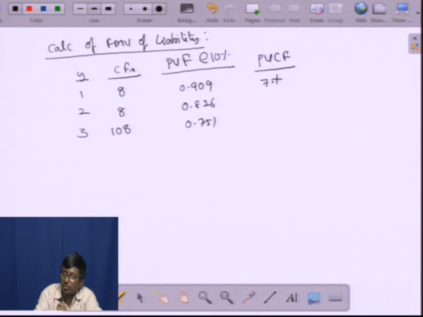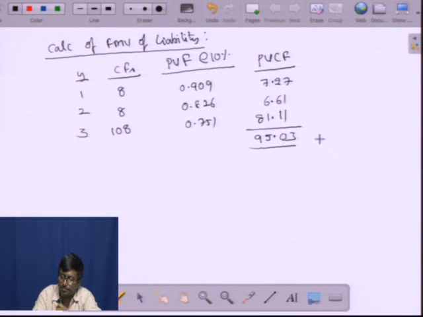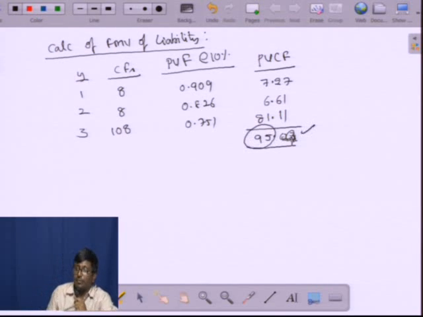7.27. Next. 6.61. Okay, next one. 81.11. Very good. Now total 95.03. Okay, make it 95. Leave that small thing. This is 95 lakh.